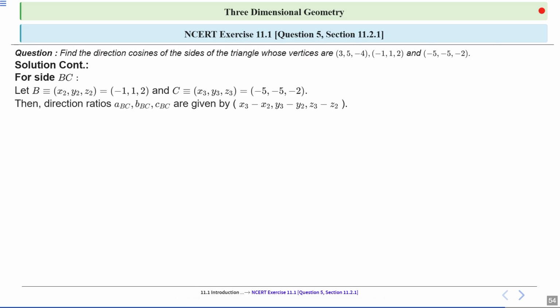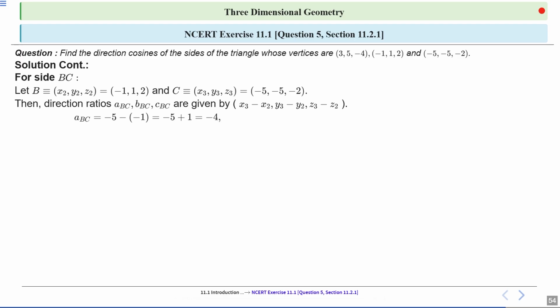Now, for side BC, first of all, let B be at minus 1, 1, 2. Here we let x2, y2, z2 equal minus 1, 1, 2, and C equivalent to x3, y3, z3, which is equal to minus 5, minus 5, minus 2. Then the direction ratios a_BC, b_BC, and c_BC are given by x3 minus x2, y3 minus y2, z3 minus z2.